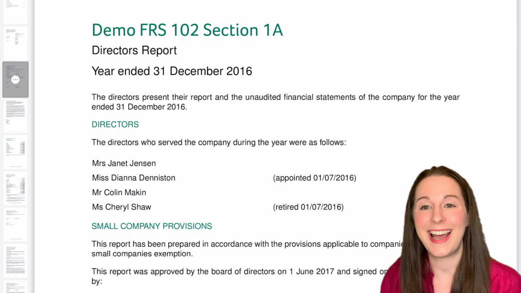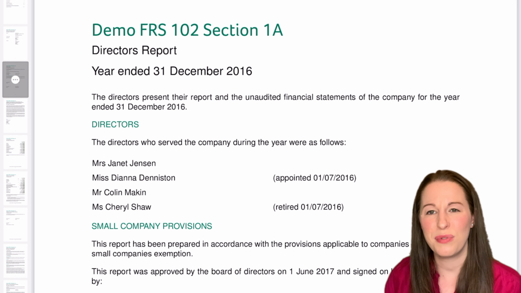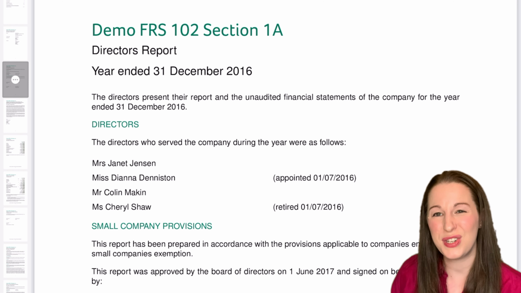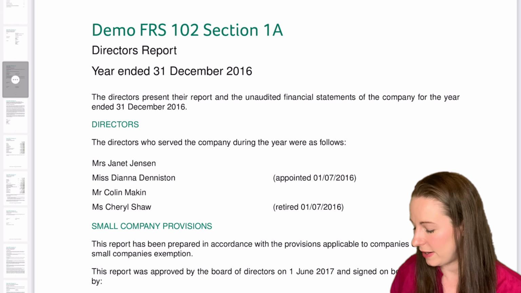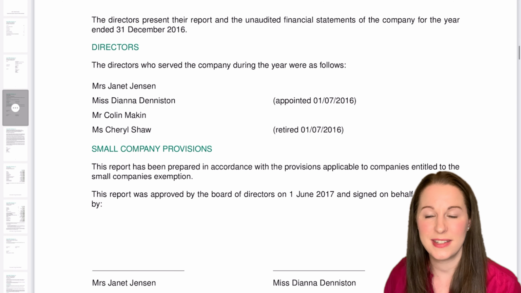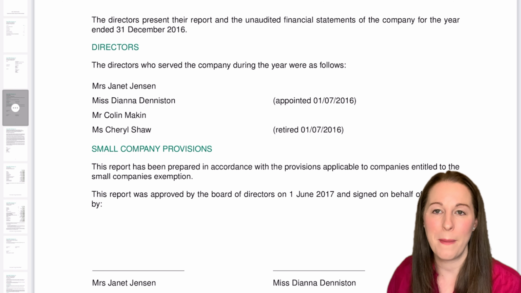The next one is our director's report, and thankfully, even for a small company, the director's report is again quite limited in its framework, and there isn't much that you need to actually be including. And the key thing here is it's reporting the directors and any appointments or resignations that may have happened, and it's also stating that we're using the small company provisions.